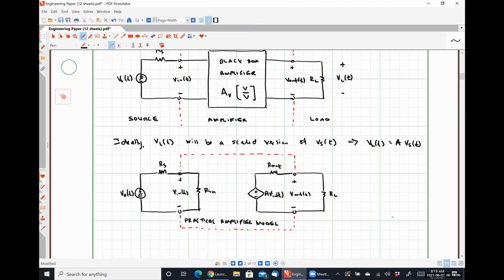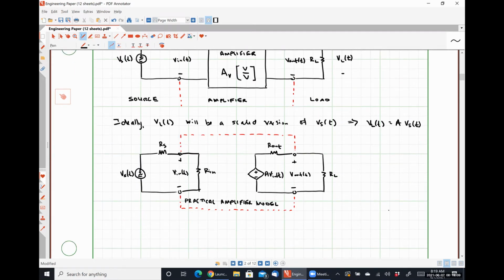okay? So we can see that our amplifier and any amplifier can be characterized by three parameters. Rin, Rout, and the gain A.